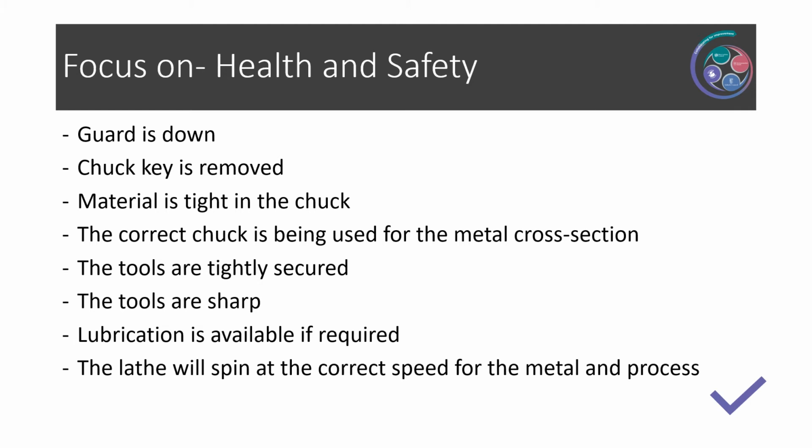You need to make sure the tools are tightly secured. You also should make sure that the tools are sharp. You should have lubrication available if required for the material and the process. And you should also ensure that the lathe is going to spin at the correct speed for the metal and process. Some metals are softer and easier to cut than others and require a faster or slower speed. And as we talked before about knurling, knurling requires a much slower speed in order to be effective.